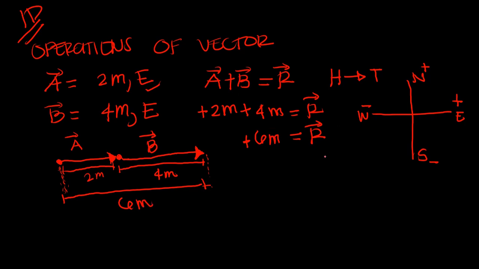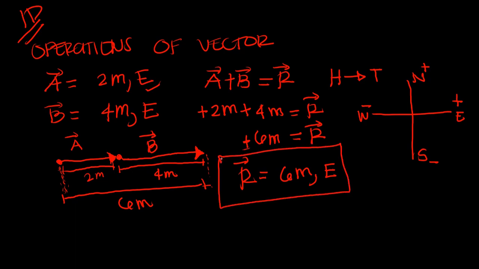But again, we are talking here about vectors. Vectors have direction, so we should change this positive into a direction. Therefore, we should write that the resultant vector is 6 meters, and this is positive. Even north is positive, but we are not operating in the direction of north, but in the horizontal direction, which is east. So what we will do is write 6 meters east. Now your resultant vector is 6 meters east.